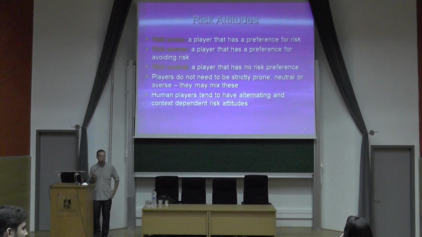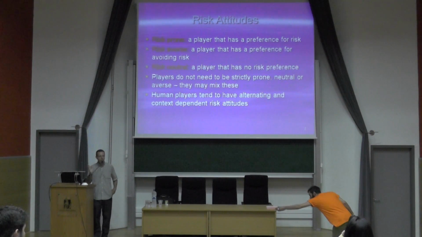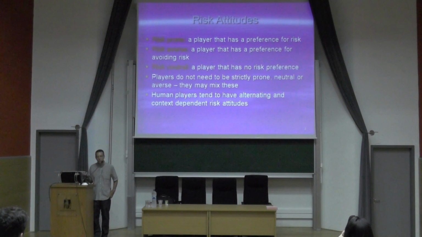In any case, humans are almost never uniform in their risk attitude. Usually their risk attitude depends on many aspects. If it's money, the sum may change your attitude. If it's other utilities, you may sometimes be risk-prone, sometimes risk-averse, sometimes neutral. So humans are not uniform, and it really depends on context. And we'll see an example shortly.